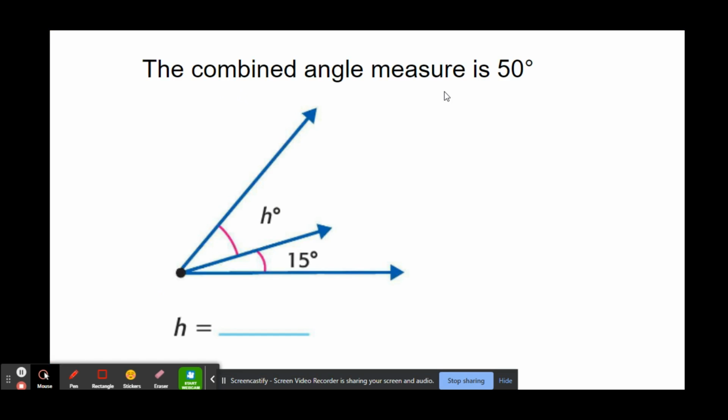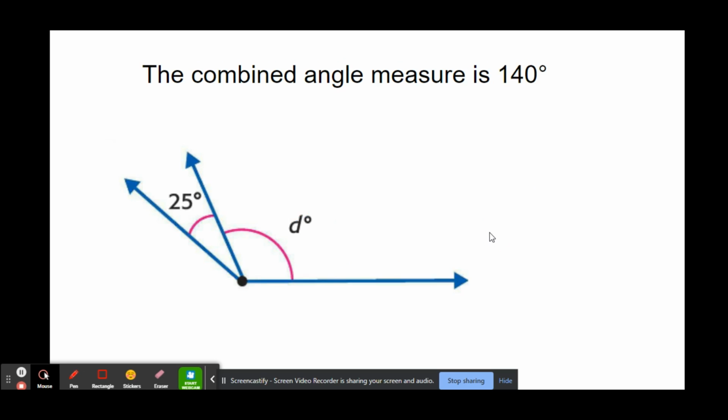Next, the combined angle measure of this is 50 degrees. So this all together is going to be 50 degrees. We know that this part of that larger angle, this smaller angle here, is 15. So think about how would we find this missing information? We would subtract 50 minus 15. So pause the video and figure that out. Did you come up with 35 degrees? That is correct. Angle H is 35.